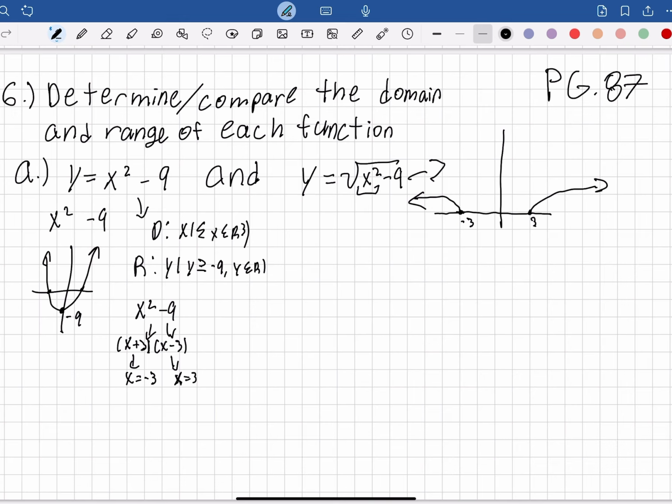So now, if we think about our domain, the domain just becomes x has to be less than or equal to negative 3, and x has to be greater than or equal to 3. So in other words, we actually have a bit of a split domain, where in between these two points, we actually don't have the function. So it's a bit of a split function. So we're going to take these two, and then we're going to add x ∈ ℝ at the end of it.